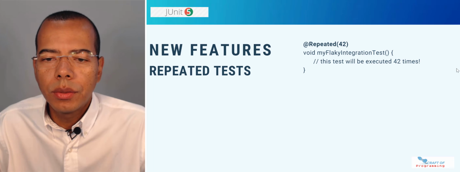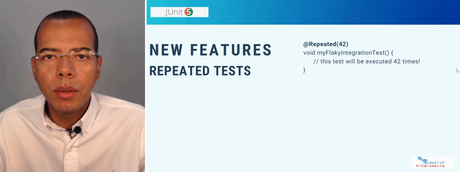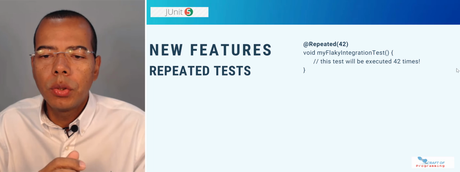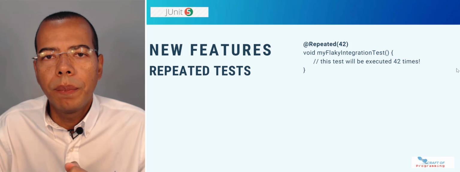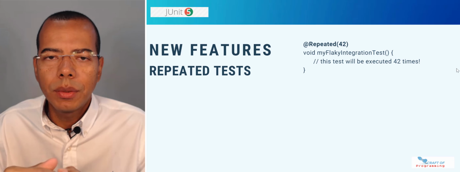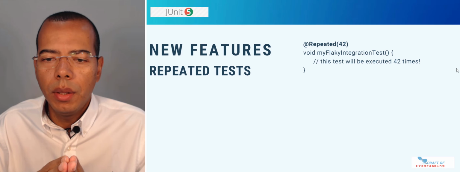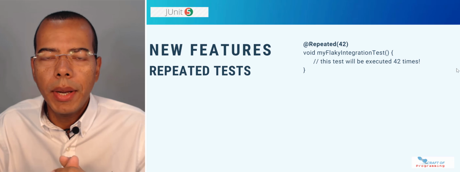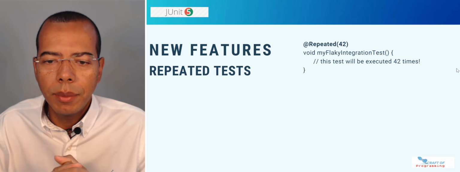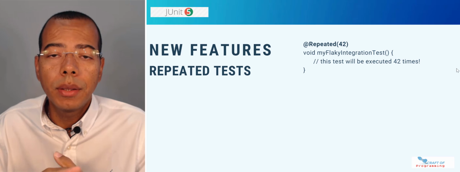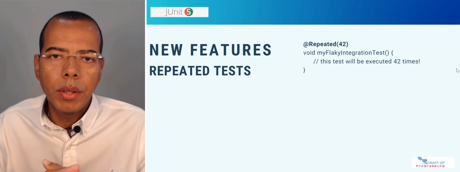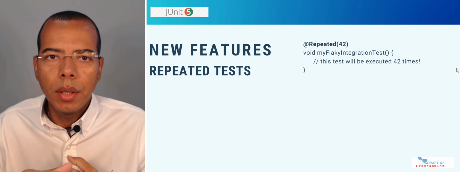Another one is repeated test. So the @RepeatedTest, and then you pass an integer, which basically represents the number of times that you're going to run this test. And this is useful, for example, if you are testing some integration test, which maybe is flaky, and you want to run it n times, in this case, 42, to perhaps trigger some kind of problem that only happens after a certain number of runs. I mean, this is just one use case. There are many other use cases for the repeated test, but this is one very useful scenario for the repeated annotation.